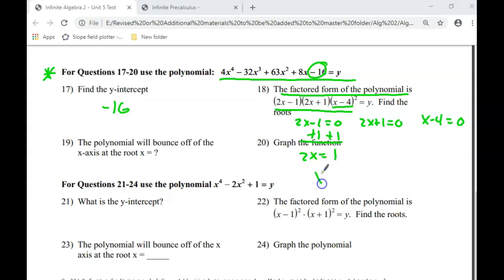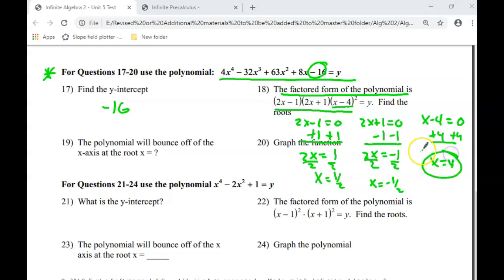So here, if we add 1 and divide by 2, we get x equals a half. There's one of my roots. Over here, we subtract 1 and divide by 2, and we get negative half. And then here, we just add 4, and we get 4. So I've got 4 roots. And that's the answer, number 18.